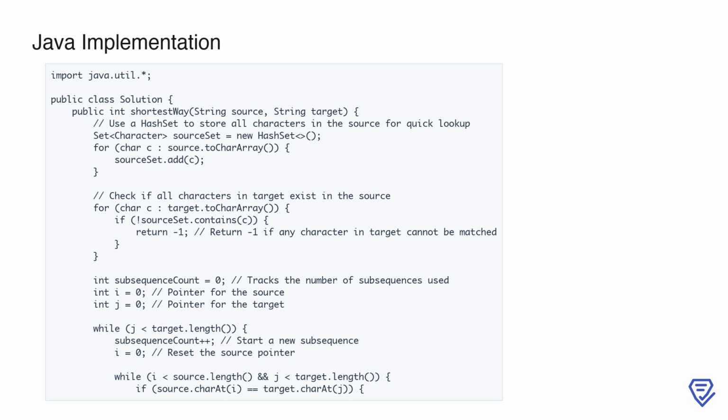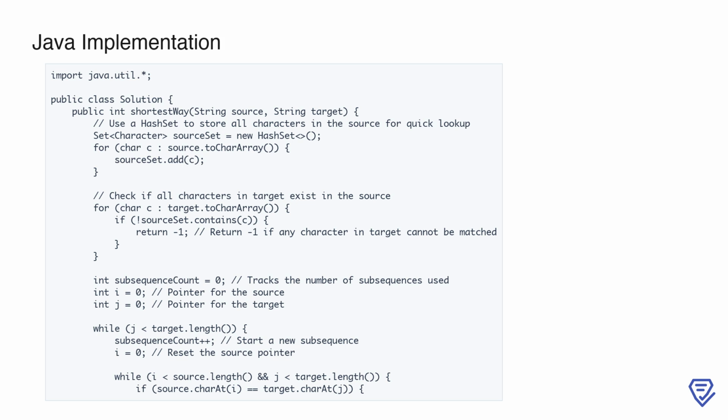Next, we validate that every character in the target string is present in the source. If we find any character in target that does not exist in the source, we immediately return -1, as it would be impossible to form the target string. After this check, we initialize 2 pointers, i for the source string and j for the target string, and a variable, subsequence count, to track how many subsequences from source we need to form the target.